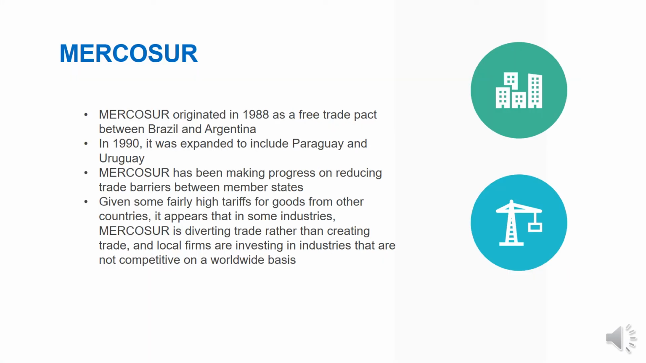Mercosur. Mercosur originated in 1988 as a free trade pact between Brazil and Argentina. In the 1990s, it was expanded to include Paraguay and Uruguay. Mercosur has been making progress on reducing trade barriers between member states, while imposing some fairly high tariffs on goods from other countries, and it appears that in some industries, Mercosur is diverting trade rather than creating trade, and local firms are investing in industries that are not competitive on a worldwide basis.